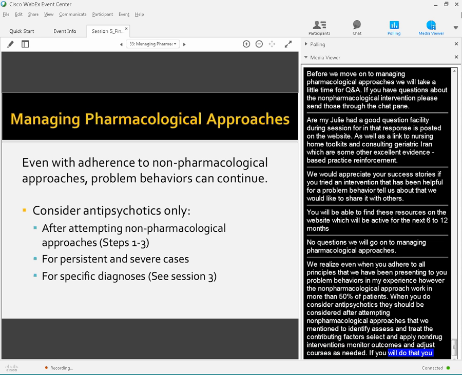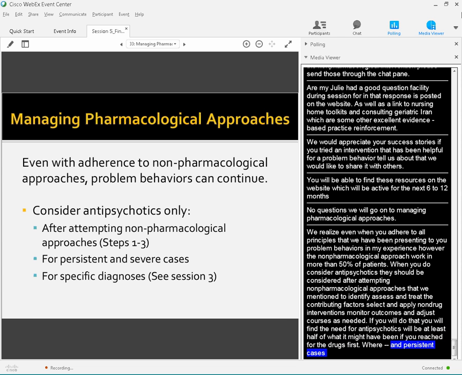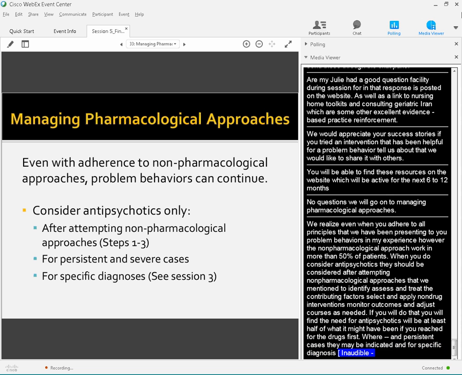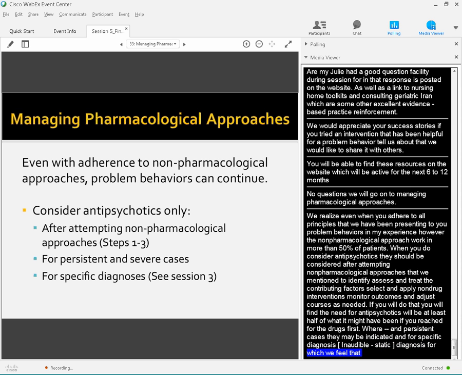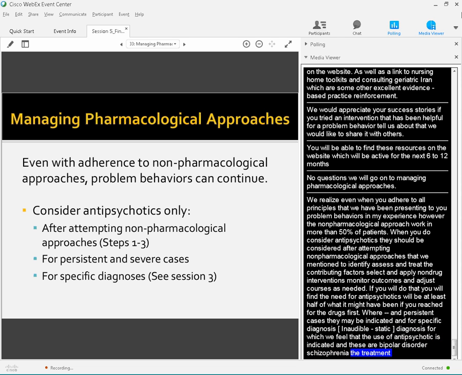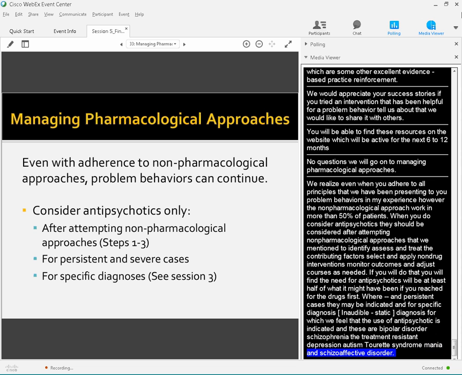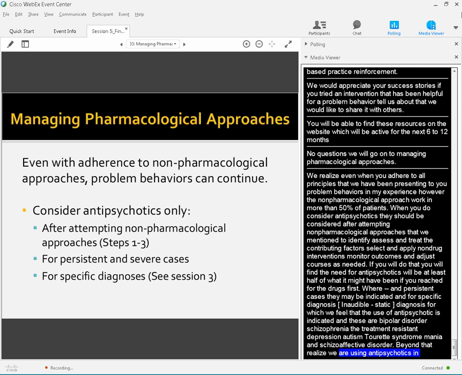For persistent and severe cases, they may be indicated, and for specific diagnosis, CMS indicates that there are 10 diagnoses for which they feel that the use of antipsychotics is indicated. And these are bipolar disorder, schizophrenia, the treatment of treatment-resistant depression, autism, Tourette syndrome, mania, and schizoaffective disorders. Beyond that, realize that we are using antipsychotics in an off-label fashion. So when we treat agitation and dementia, that is not one of the conditions that was listed.